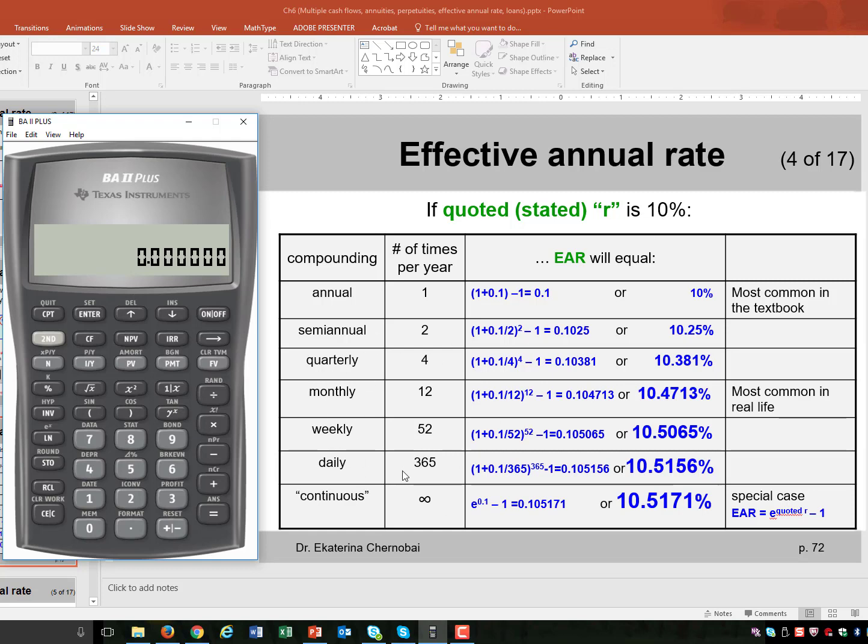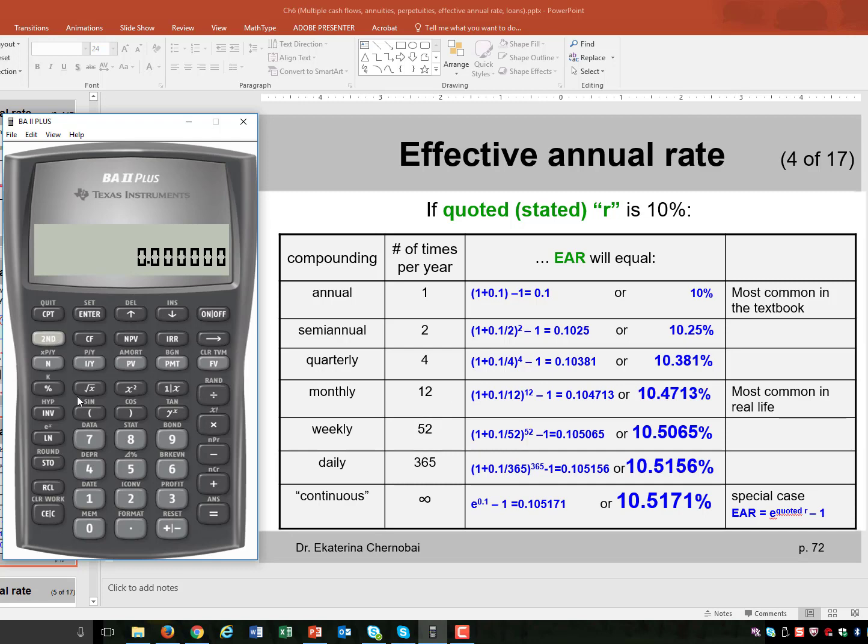Which one should we do? Let's do the monthly compounding, the one I said, which is very common in real life. Monthly compounding means 12 times a year. So after the first month, you have a little bit more money. Then that larger amount stays for another month and earns interest. And there is now interest on interest going on, and so on.